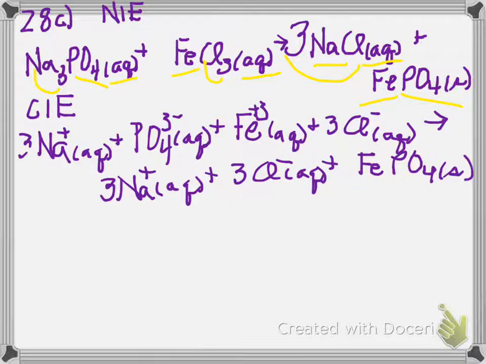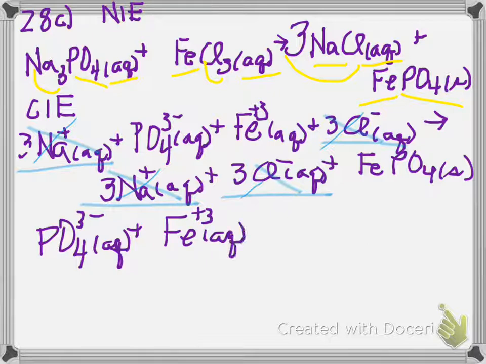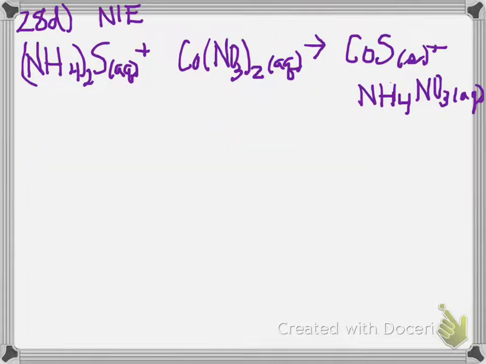Again, my spectators, sodium and chloride. So that means that my net ionic equation is phosphate ion plus iron ion yields iron phosphate solid. Okay, so there's your net ionic equation. It doesn't really matter what order you write your reactants in.